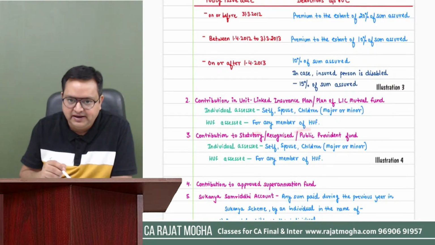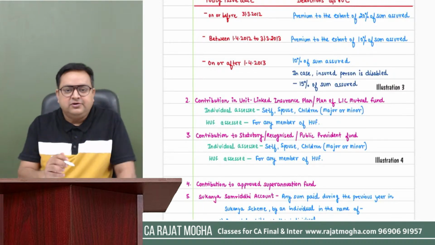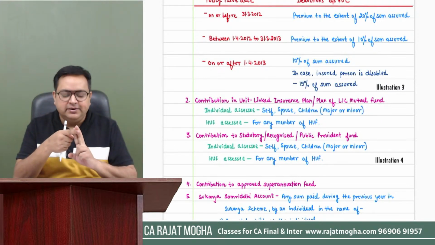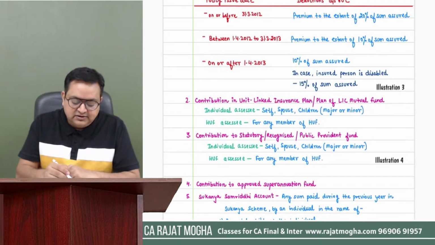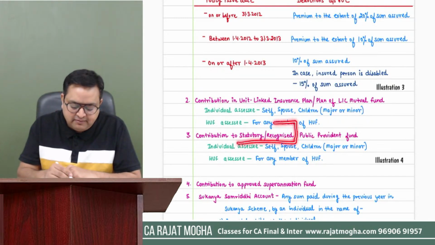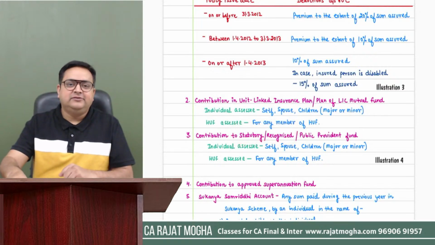HUF is simple, any kind of HUF. So first of all, please remember, in 80C we have done LIC, then ULIP, unit linked insurance plan. Third is contribution to statutory provident fund, recognized provident fund or public provident fund. First, let me explain about the statutory provident fund and recognized provident fund.